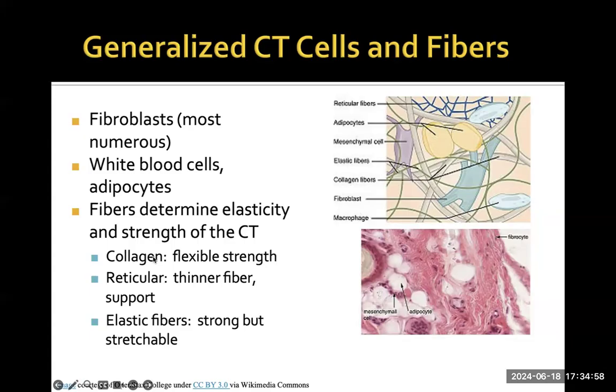Collagen fibers are the ones that are for strength. They're these gray bands through there. Reticular is very thin, but it's kind of like a webbing, and that helps with support or framework. And then elastic fibers are strong but stretchable, which basically tells you that they allow stretch through the tissue, and that's that green band right there.